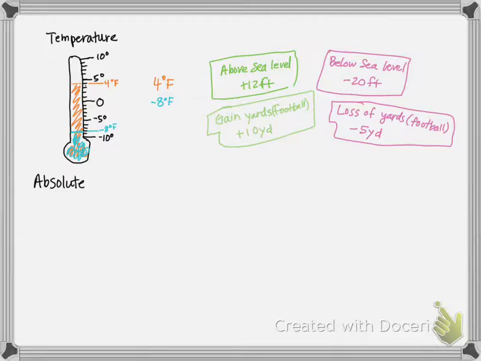Absolute value. And you're like, well, not exactly sure what this is. Well, I'm going to tell you. So absolute value is the distance a value is from 0.